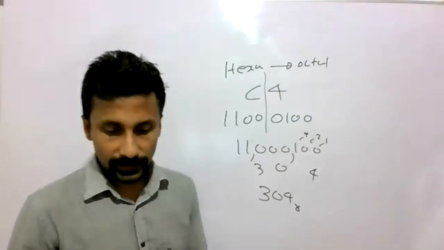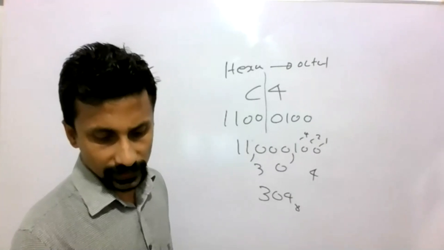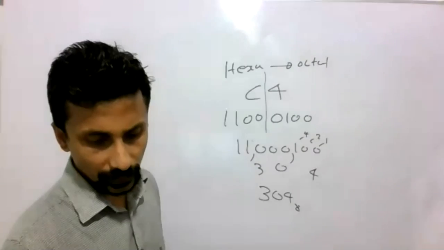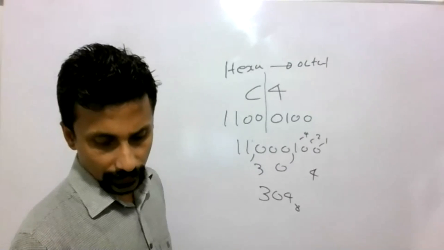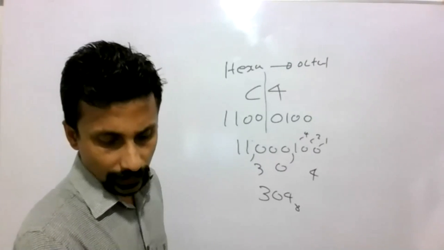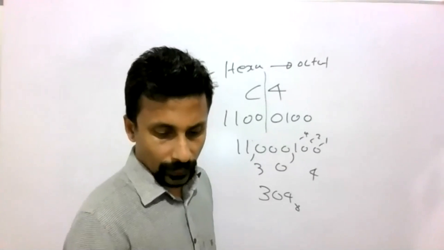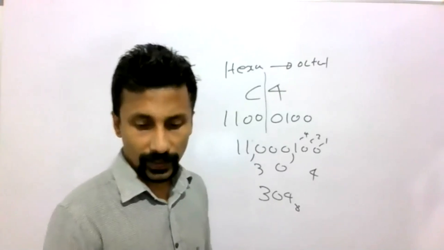So these are the things that you should know when you are doing number conversions. These are the things that you should know, right? Then we'll go to coding systems. There are different types of coding systems.